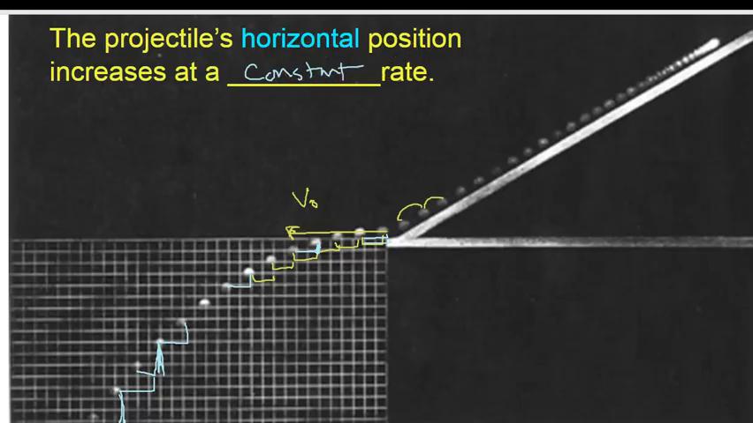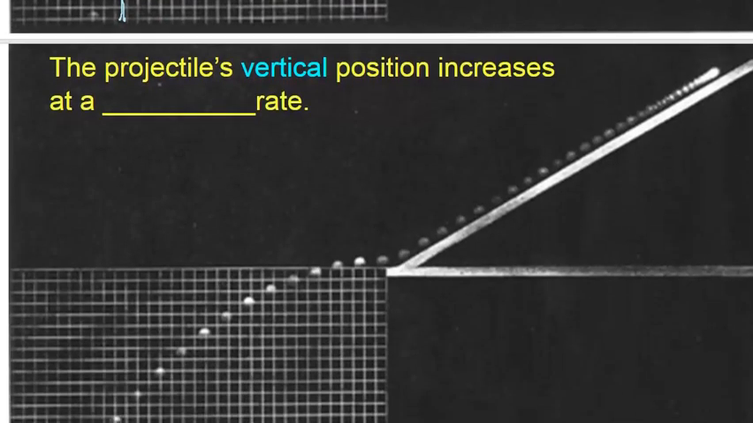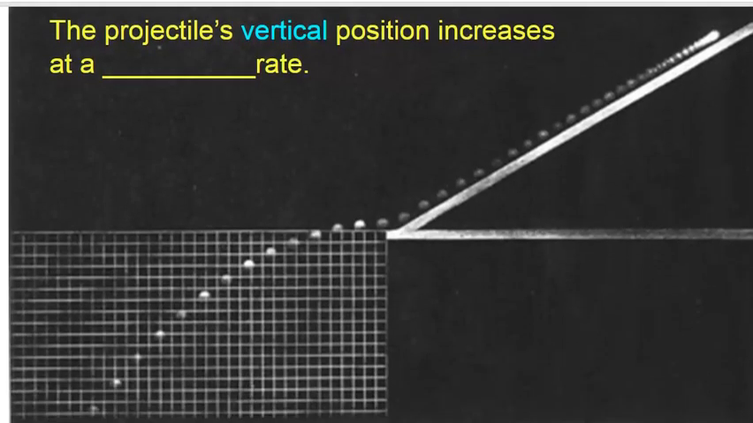That's why the Joker landed back in the Batmobile. It was just going over at a constant rate. But the vertical position is increasing at an increasing rate.